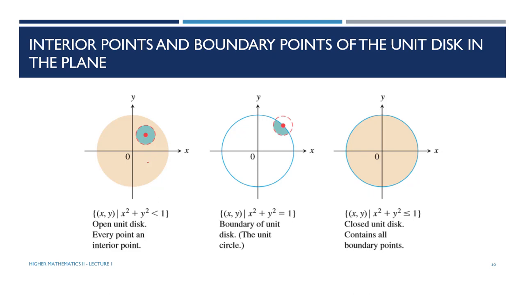Interior points and boundary points of the unit disk in the plane. We used this unit disk many times when we started to learn trigonometry, when we explained the sine and cosine functions. So, the open unit disk: every point is an interior point, and we don't have boundary points included. The boundary of the unit disk is just the boundary; we don't have interior points. And the third, the closed unit disk, contains all boundary points and interior points.